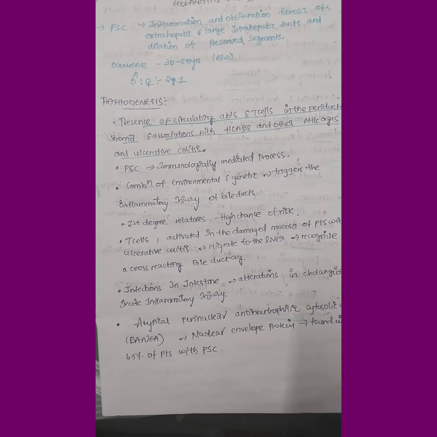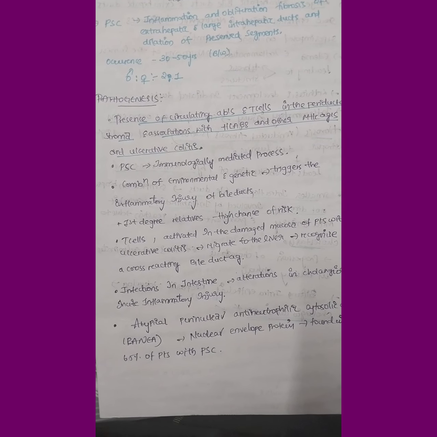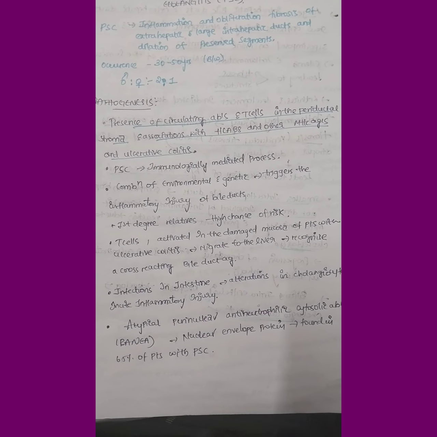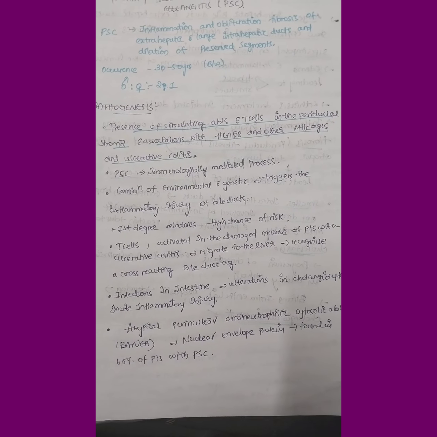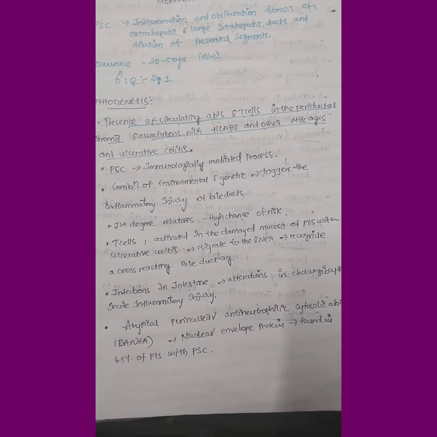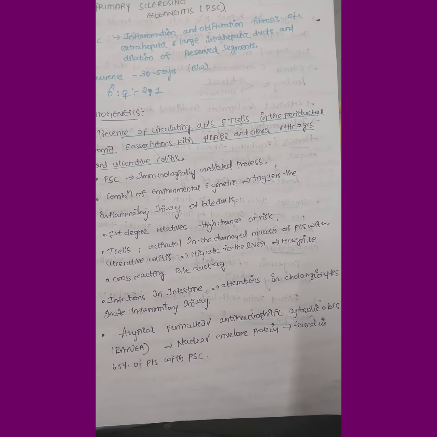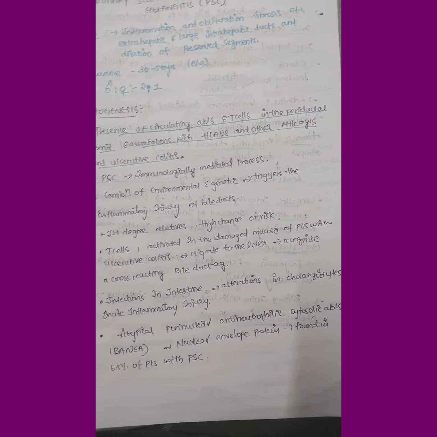First degree relatives are at high risk, and T cells are activated in the damaged mucosa of patients with ulcerative colitis. They go on to migrate to the liver as they cross-react with antigens which are present on the bile ducts. Infections in the intestine lead to alterations in the cholangiocytes, which incite the inflammatory injury. Atypical perinuclear antineutrophilic cytoplasmic antibodies, which is pANCA, are present against the nuclear envelope protein, and are found in 65% of patients with primary sclerosing cholangitis.